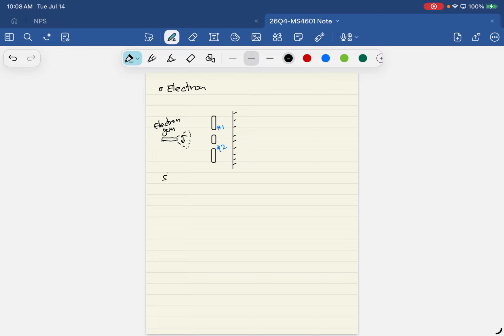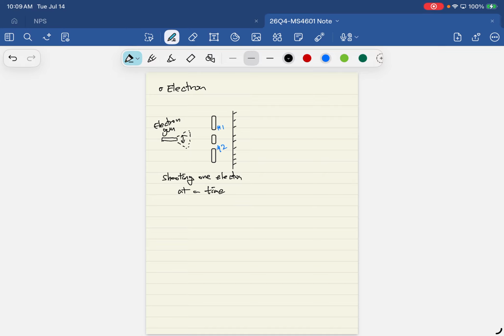Okay, we are shooting 1 electron at a time. Okay, we are shooting 1 electron at a time, and then we wait until that electron arrives at the detector. Okay, and then we do this experiment 1,000 times. Okay, so then what would you expect when you open both slots?